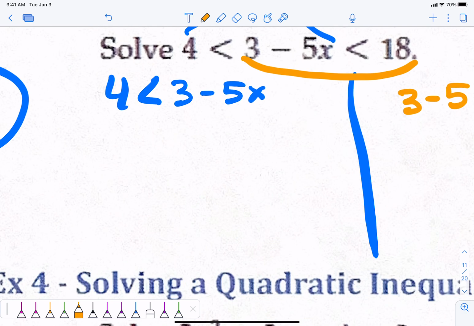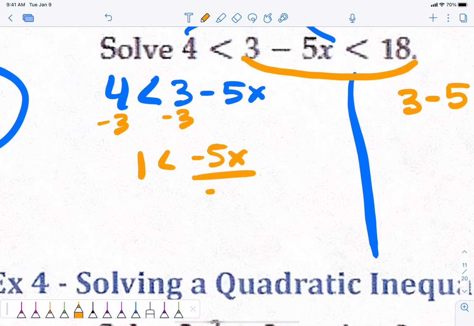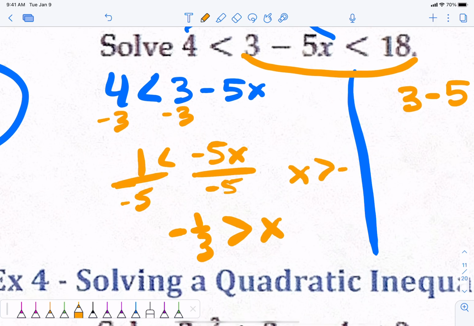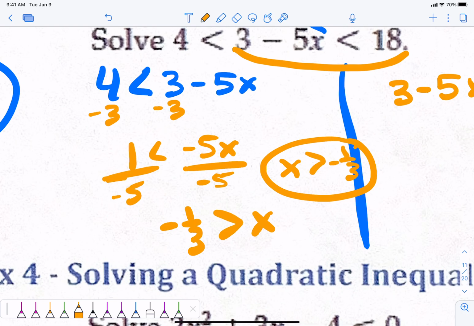Let's do what first? Minus the 3. 4 minus 3 is 1. So 1 is less than negative 5x. Divide by negative 5. So negative 1/5 is greater than x, right? We flip the sign. Or x is greater than negative 1/5. That's 1/5. I don't know why I said 1/3. That's a 5. I can't read my own handwriting. 1/5. Let me fix it.